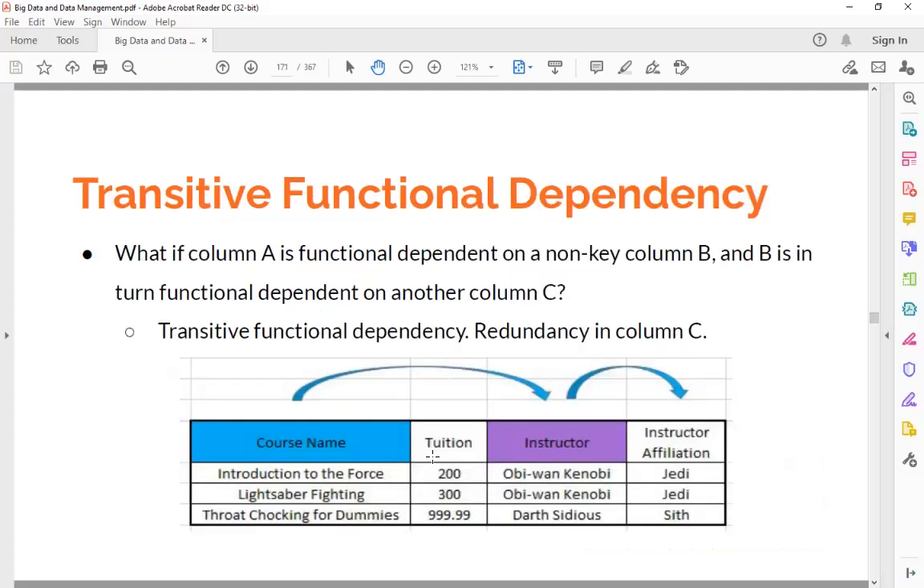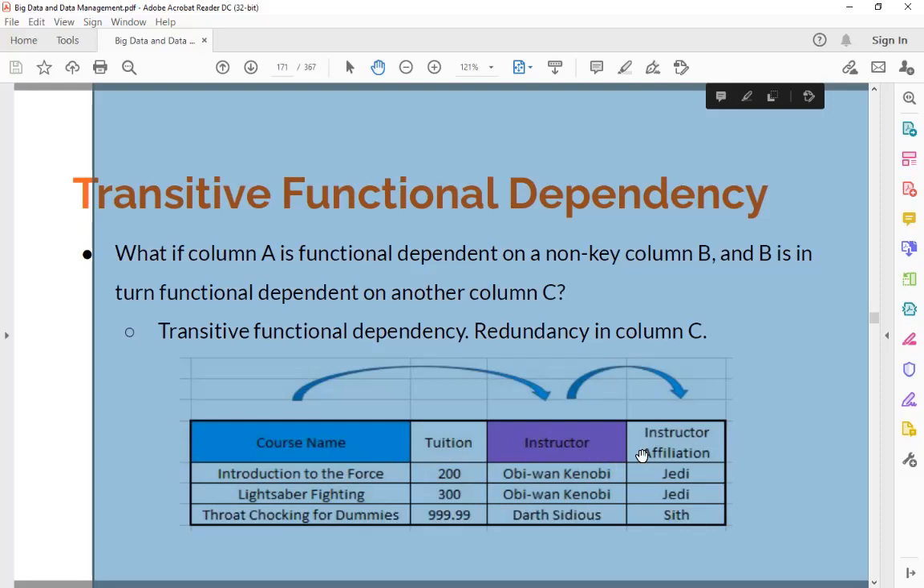Okay, now let's say we remove all the partial dependencies. There's still one common issue, which is called transitive functional dependency. What if A is functionally dependent on a non-key column B, and B is in turn functionally dependent on another column C? For example, here, instructor affiliation is dependent on a non-key column B, instructor, right?